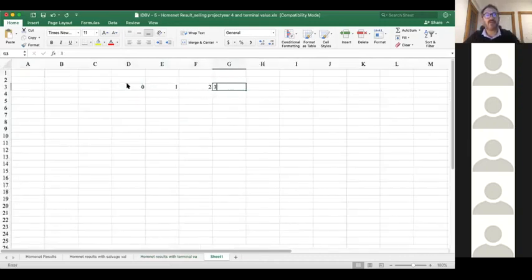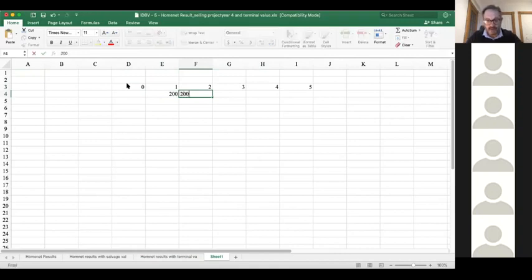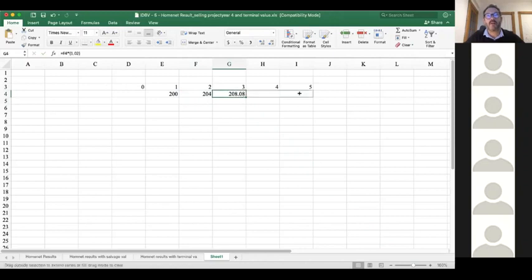But when you have a growing perpetuity or a growing annuity, if you have something like 1, 2, 3, 4, 5, for example, you consider that the first cash flow in 1 year is 200. Then it's 200 times 1.02. Then it's this one times 1.02, and so on. So this is what we have.